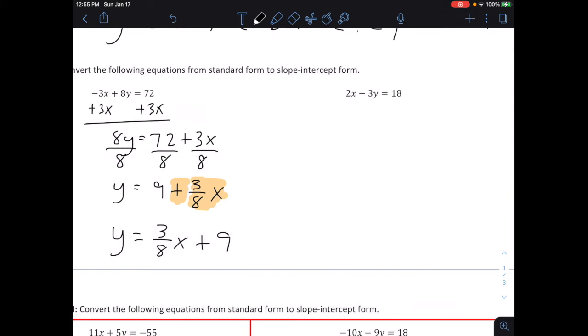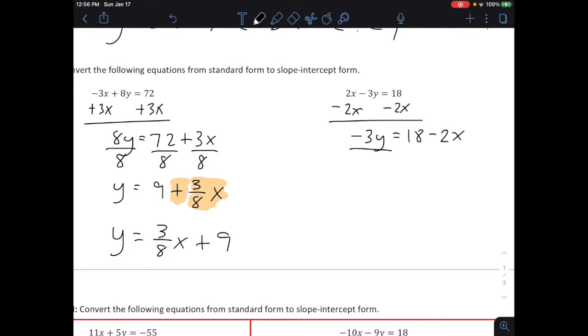We're going to turn this one into slope-intercept form. So that means we have to solve for y. We have to get y by itself. So I see a positive 2x, so I'm going to subtract 2x. And then, yeah, this one will be okay. So when I subtract 2x, I end up with, be careful here, it's negative 3y equals 18 minus 2x.